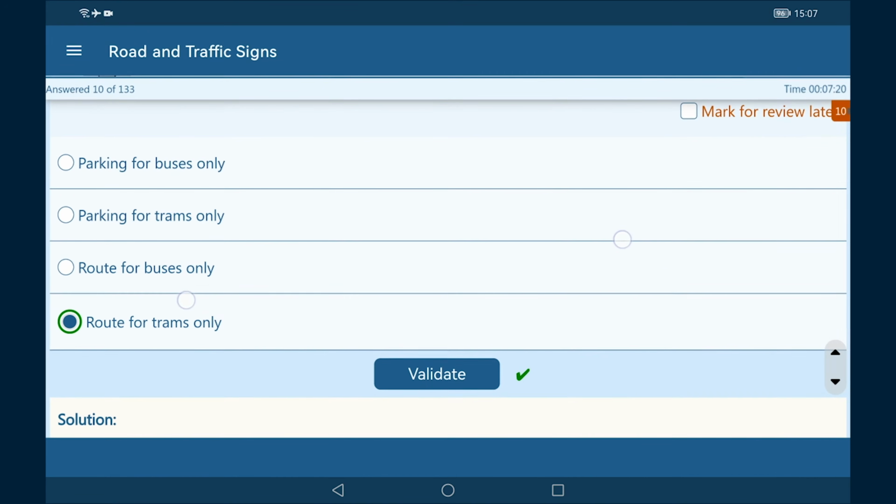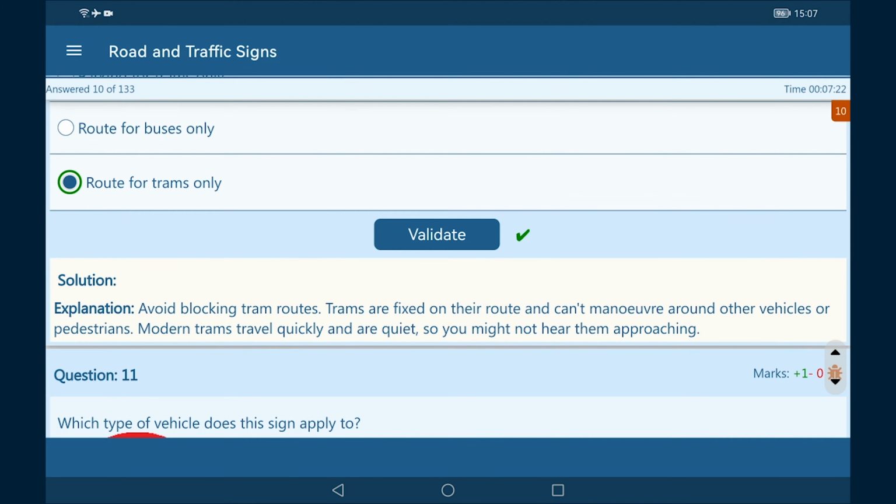Explanation. Avoid blocking tram routes. Trams are fixed on their route and can't maneuver around other vehicles or pedestrians. Modern trams travel quickly and are quiet, so you might not hear them approaching.